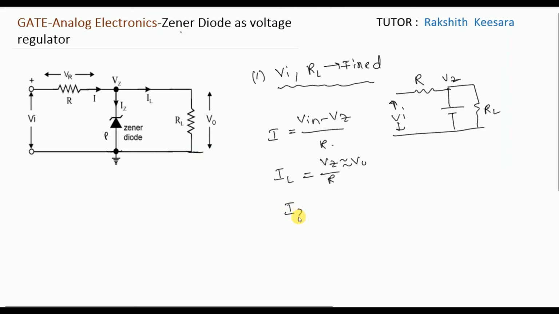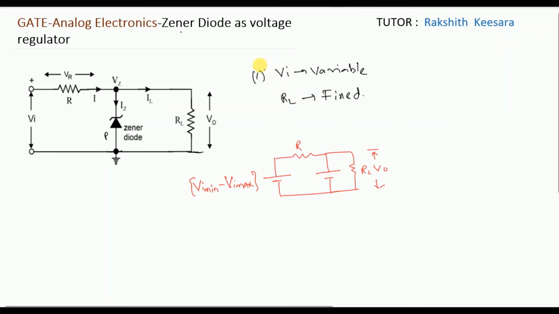So what will be Zener current? If you apply KCL here, input current is I, output currents are Iz and IL. So Iz will be equal to I minus IL. What is I? V in minus Vz by R. What is IL? Vz by RL. So what is Iz? I minus IL. So this is the normal condition when Vi and RL are fixed. We will go to the next case.